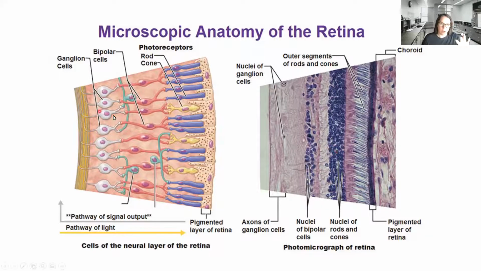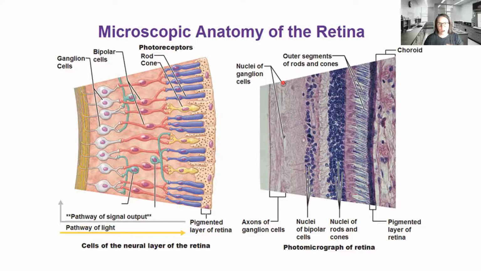On the left is a figure, and on the right is the actual histology of the retina, which we'll be observing in class. As you can see here, we have the pigmented layer. It's going to absorb extra light. We have the nuclei of our rods and cones, then the bipolar cells and the ganglion cells.